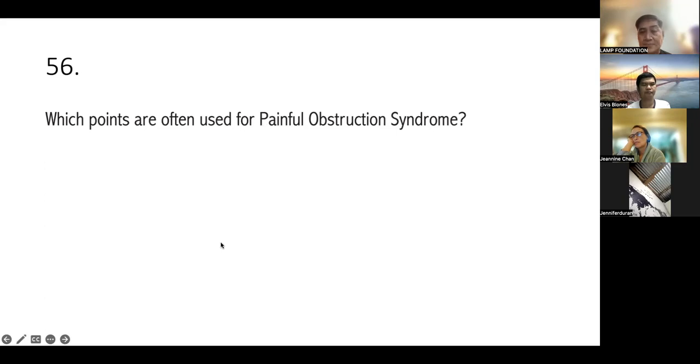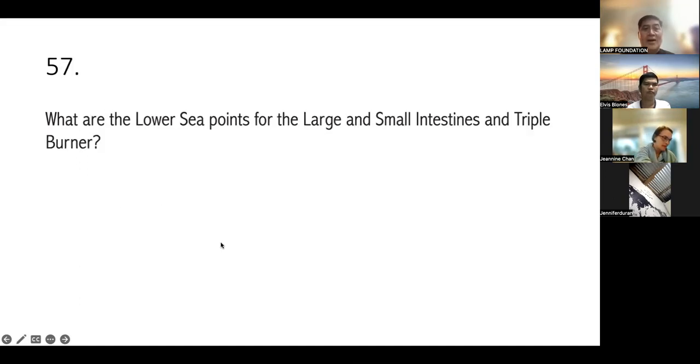Dok, teka lang, Dok, ha. Wait. I want to guess yung Ying Spring, Dok, pero feeling ko it's a shoestring. So you follow your feeling. So it's shoestring. Okay? Shoestring, Dok, yung aking sagot. Yes. Very good. What are the lower He points for the large, small intestine, and triple burner?